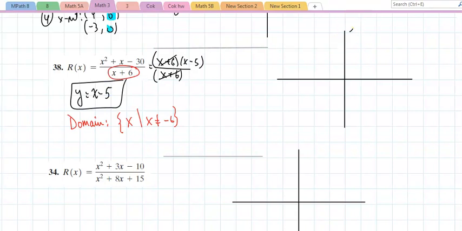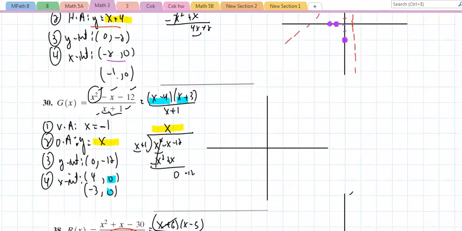Anybody looking at this graph, oh, with all the excitement, I forgot to label the last one. Wow, what is happening to me? I'm so ashamed of myself.